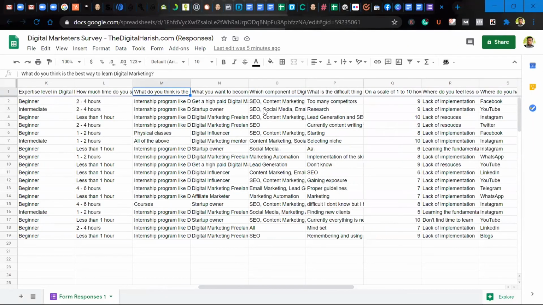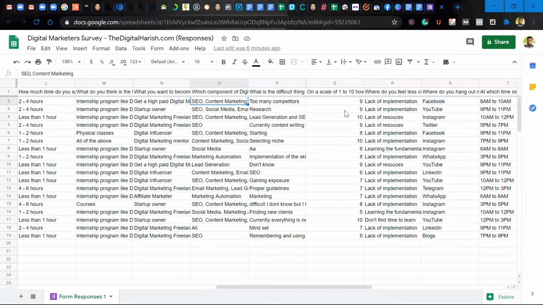And what do they want to become? Like they want to become a digital influencer. Some people say startup owner, some people say mentor. And which component are they interested in learning more, like SEO, content marketing. Most people say SEO or content marketing, very few say email marketing. And what is the difficult thing? Their pain points are too many competitors, and they don't know how to implement gaining exposure.